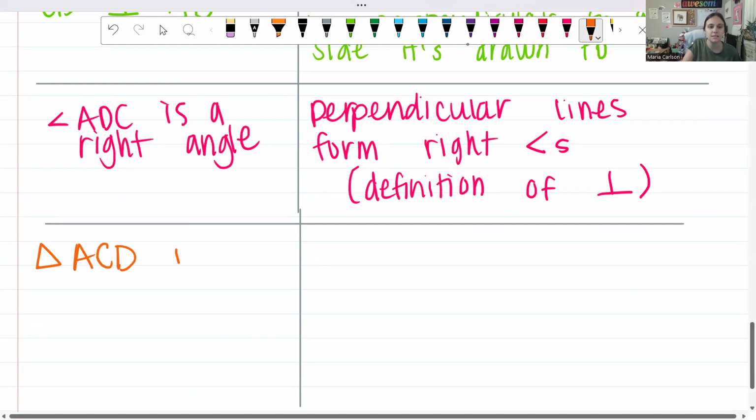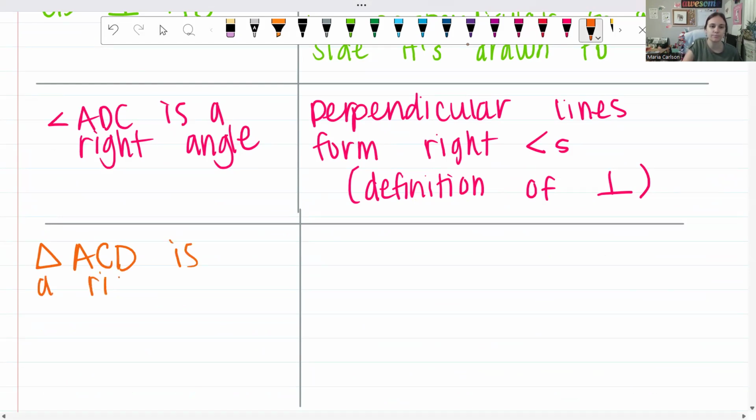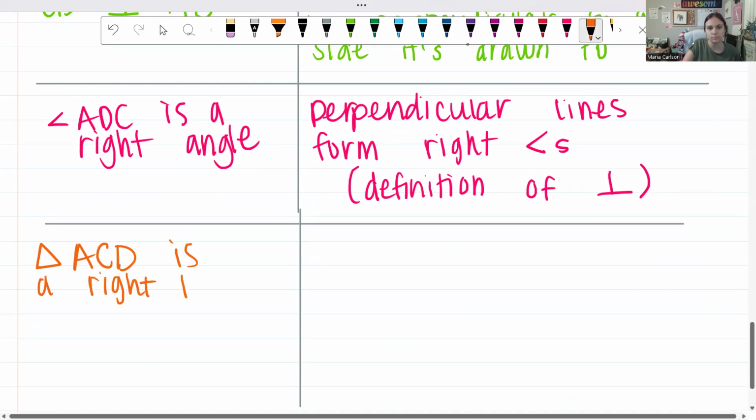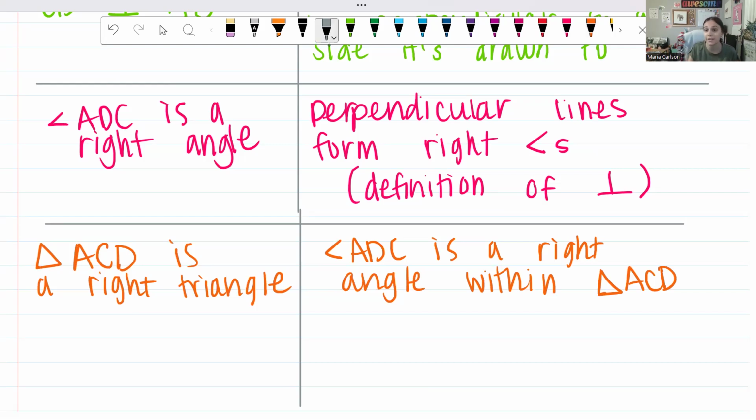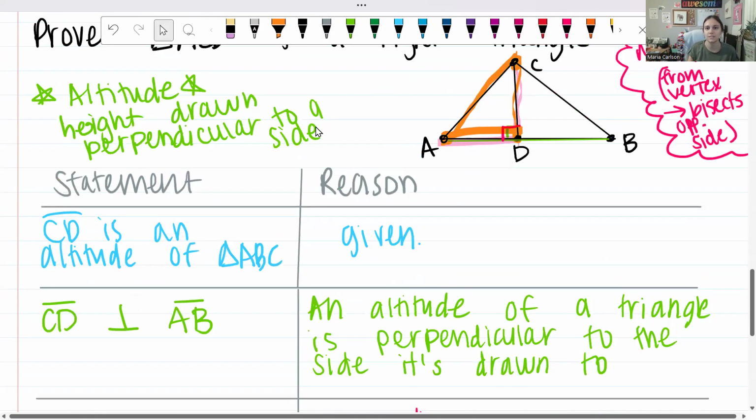But ACD is a right triangle. And the reason? It has a right angle. And I'm going to actually say angle ADC is a right angle within the triangle. So within triangle ACD. So it has a right angle in it, so therefore it is a right triangle. Proven. Did it. Done.